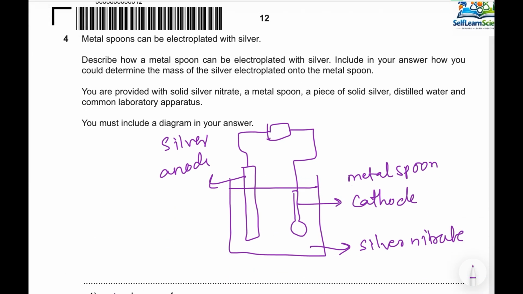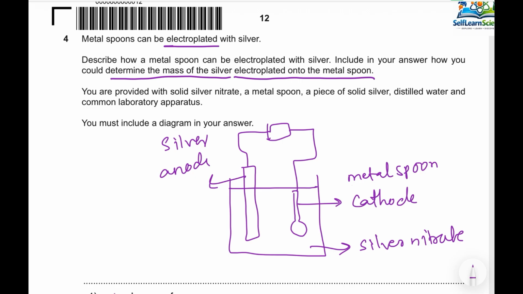Last question, that is plan an investigation, which is a 6 marks question. Metal spoons can be electroplated with silver. So they have clearly mentioned that it is being electroplated, meaning we have to perform electrolysis here. Describe how a metal spoon can be electroplated with silver. Include in your answer how you could determine the mass of silver electroplated onto the spoon. So by performing simple electrolysis, we also have to find out how much silver is being deposited, what is the mass of silver that is being deposited on the spoon.